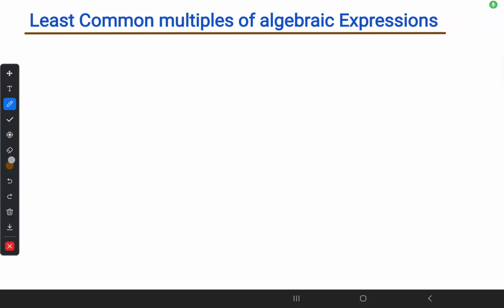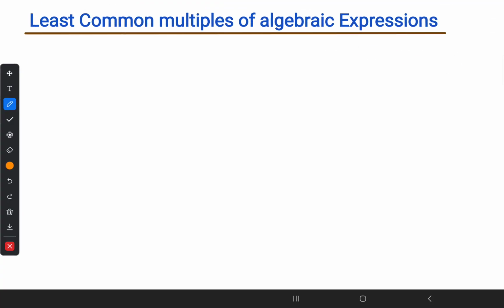Study about least common multiples of an algebraic expression. Let's recall how to find the least common multiple. In abbreviation we call it LCM. How to find the LCM for numbers? For example, at which instance do we have to use LCM?